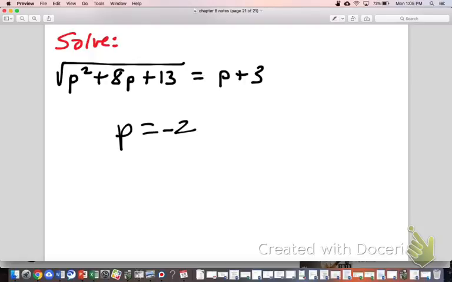And if you do try p equals negative 2 in a check, it does check, right? Works out just fine. Your check should probably end up being 1 equals 1 when all is said and done. So you go back and say, yes, I have confirmed that p equals negative 2 really is the solution to this equation.